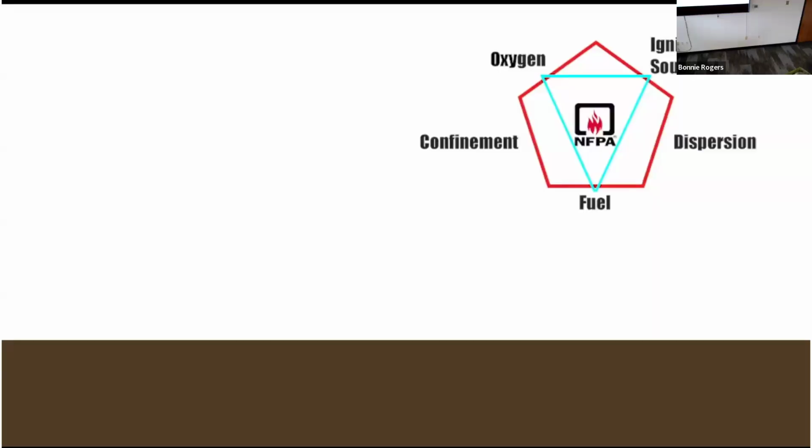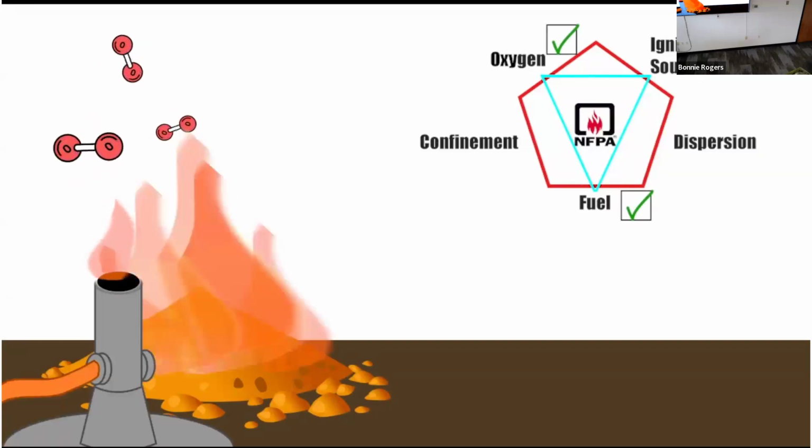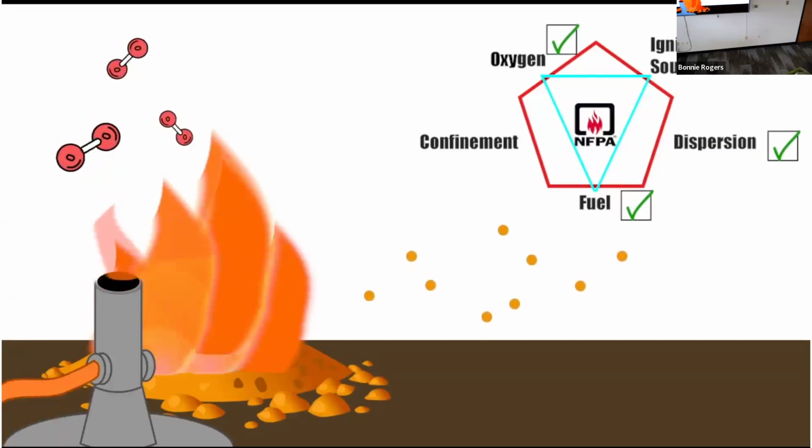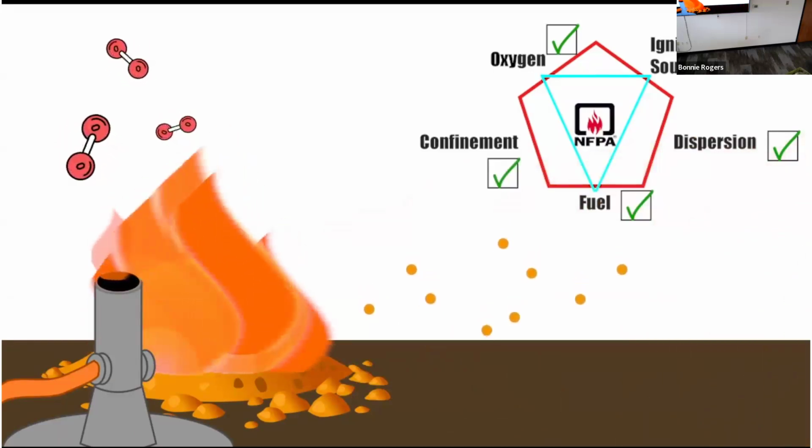So in other words, if you've got dust, oxygen in the air, and an ignition source, you can have a fire. If that dust becomes suspended in the air, you can have a flash fire. And if you add a confined or closed space to the mix, you can have an explosion.